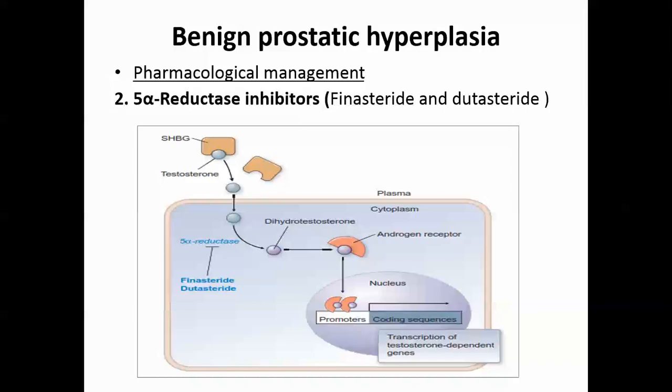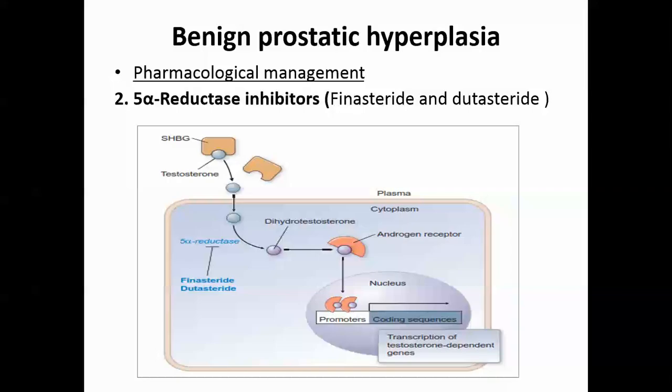And so this is the mechanism of action. If I inhibit the 5-alpha reductase, there will be no dihydrotestosterone inside the prostatic cells, and this will lead to apoptosis of these cells, which means I will have fewer cells, so the prostate size will be less. The prostate size will shrink by approximately 25%, which differs from the effect of the alpha 1 blockers.